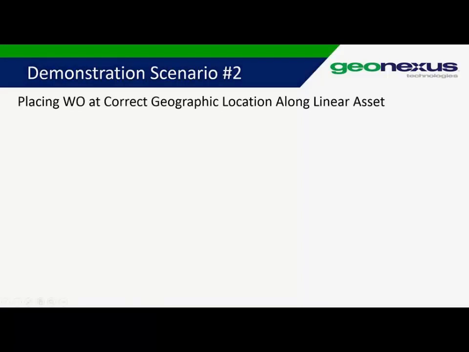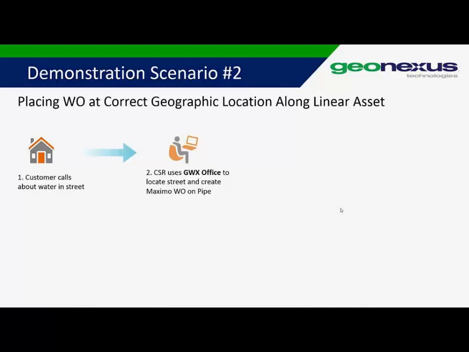Great, thank you, Lindsay. The second demonstration scenario that we want to talk about is placing a work order at the correct geographic location along a linear asset, perhaps along a 200-foot or 100-foot pipe. We want to show exactly where we did that work. So a customer will call in again about water in the streets. The customer service rep will locate that premise. And in this case, we're actually going to use GeoWorks Office to go ahead and create a work order right against that pipe asset. We'll bypass the service request stage and just allow the user of GeoWorks Office to create a work order right against that asset by selecting it on the map.